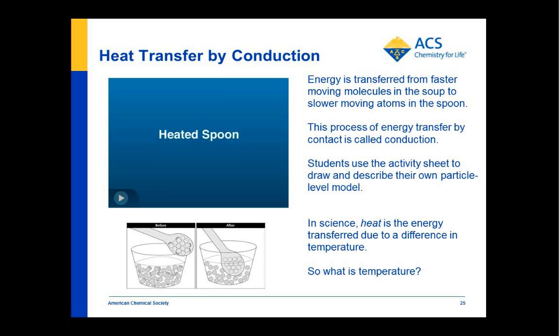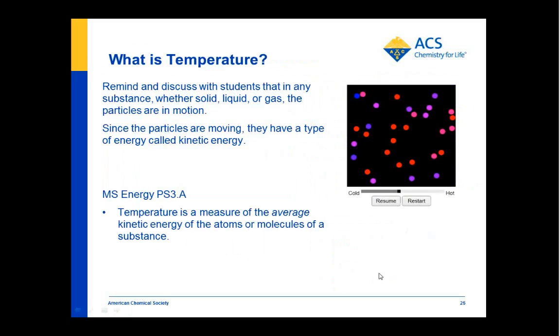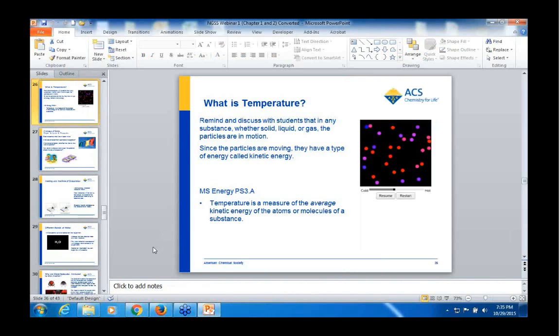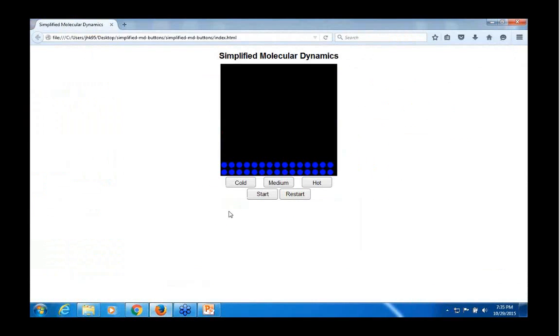Well, this idea that heat is energy transfer because of a difference in temperature brings up the question, so what's temperature? On middleschoolchemistry.com, we used to have a link to a temperature simulation, but it no longer works. It was on another site. And we're getting our own produced, but we're not quite there yet. But I just want to show you quickly here what we're trying to do. I'm going to come out of the PowerPoint for a second and just bring up a new simulation that I hope will be on the site soon.